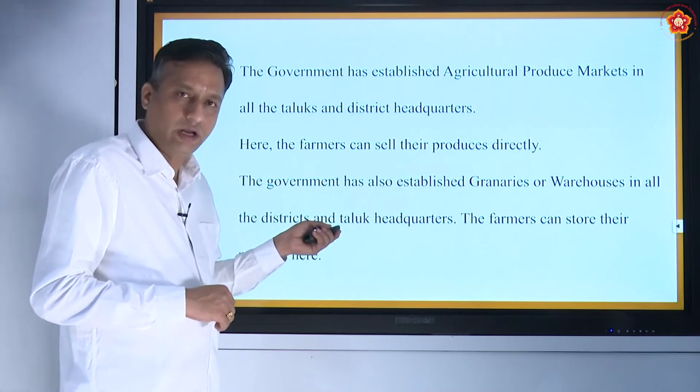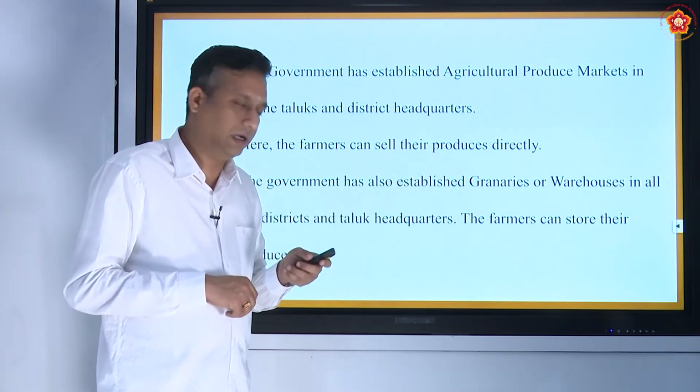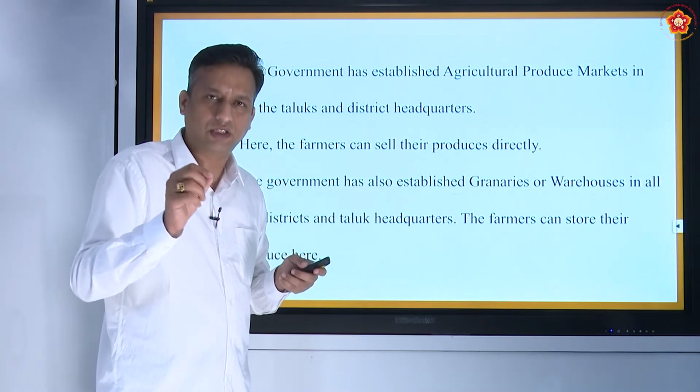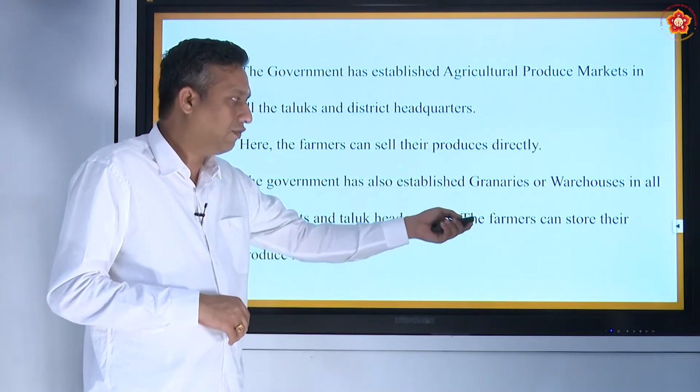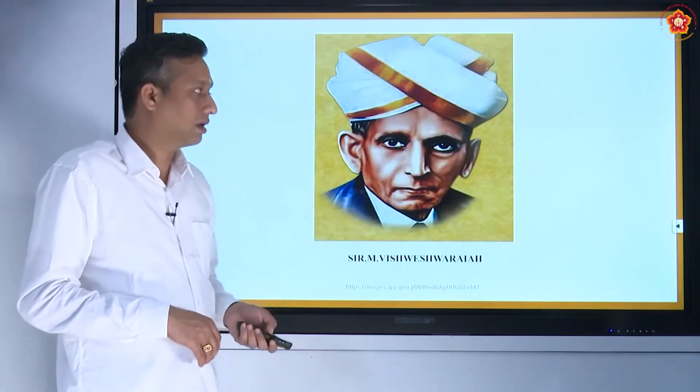In every taluk and district headquarters, these granaries and warehouses are established by the government. Example, FCI, Food Corporation of India. The farmers can store their produce here. So this is a place where they can store it.